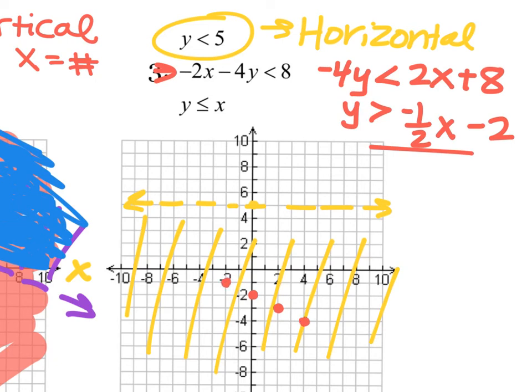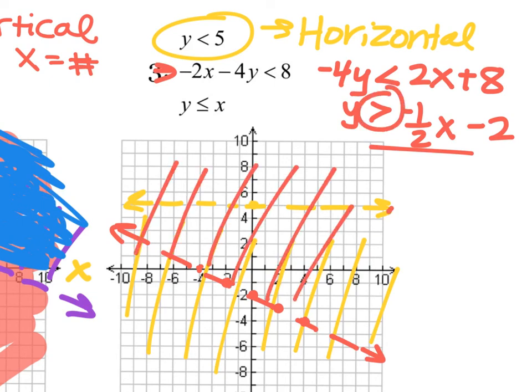You can go up and left if you want. This is a dashed line again. Okay. And we are shading above now, because originally it was less than, but we had to flip the sign. So far it's pretty clear to see our shaded or overlapping region. But we still have one more line to graph.